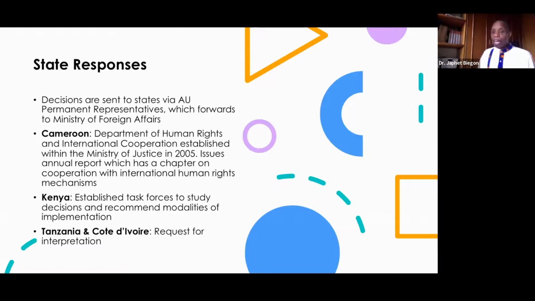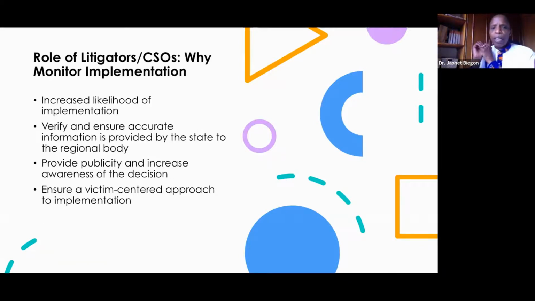But as we began this discussion, it's not always the case that states would comply. So what would be the role of litigators and civil society, and what has worked and not worked in practice? It is important that CSOs and litigators engage. One reason is to increase the likelihood of implementation. If the decision is not followed back to the domestic level, and pressure put on the state and visibility brought to the decision, then non-compliance is more likely. So if litigators and CSOs engage, they will increase the likelihood of implementation.